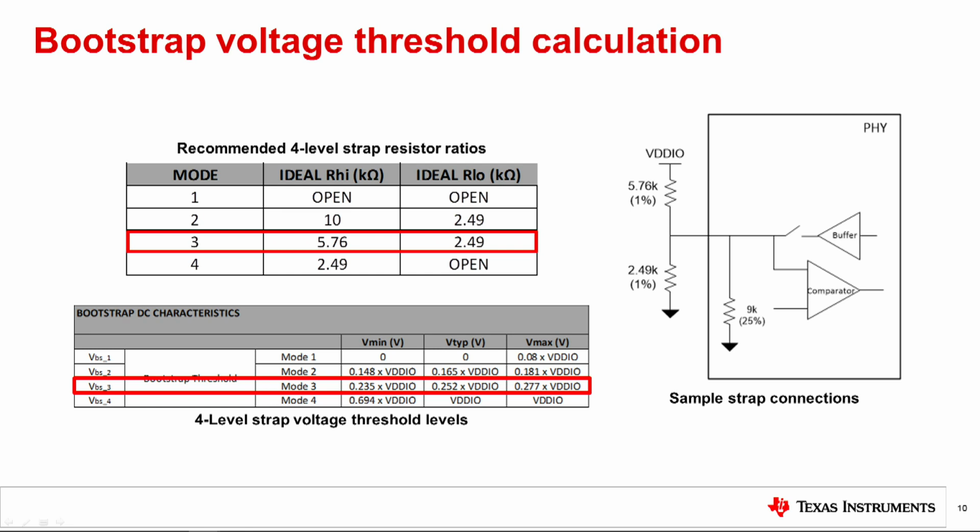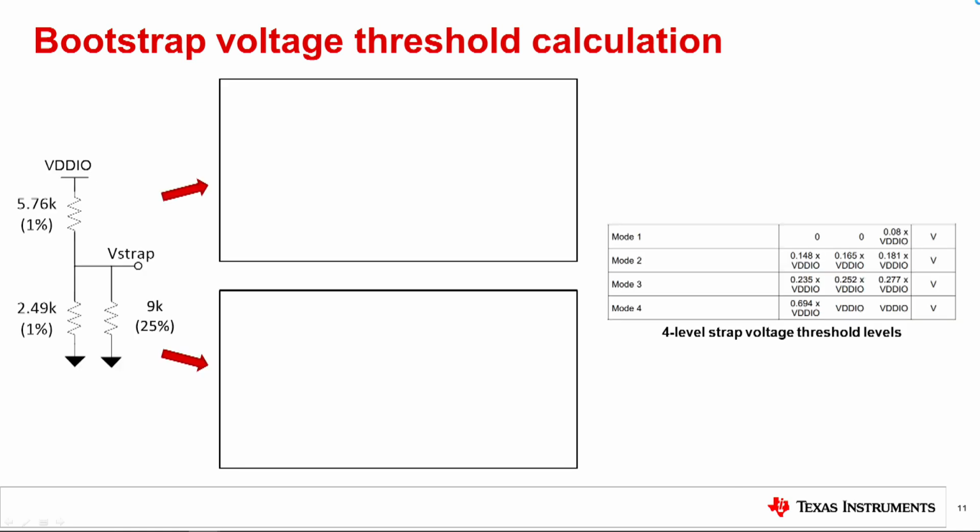Suppose we use the recommended resistor ratios to set a TI PHY to mode 3. How would you determine if the pin will stay within the threshold voltage for mode 3? We can conduct a simple analysis by creating an equivalent circuit accounting for the internal pull of the PHY. Leakage current, temperature, and other factors will be ignored at this time.